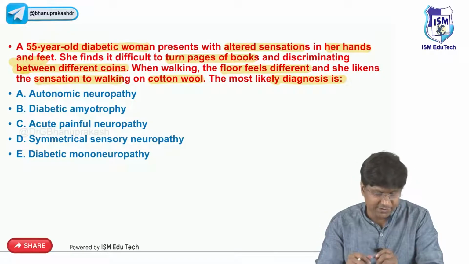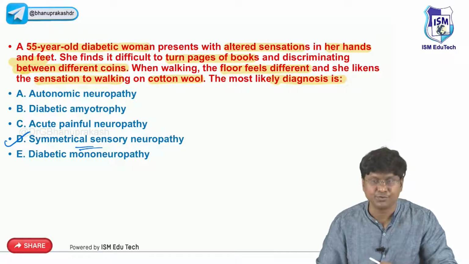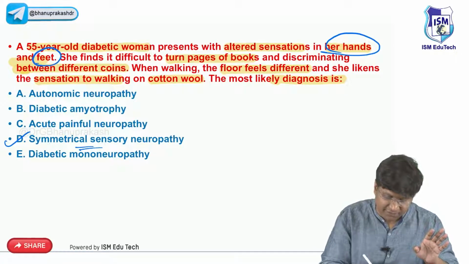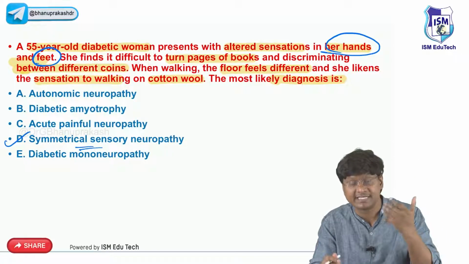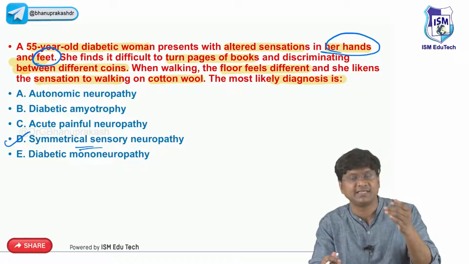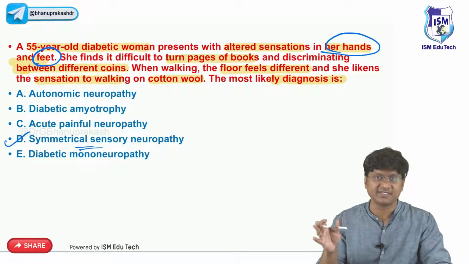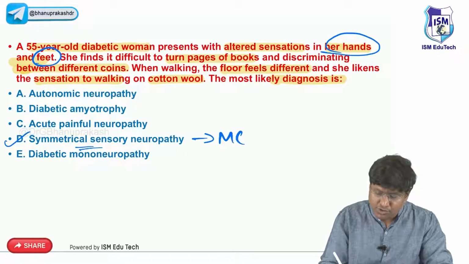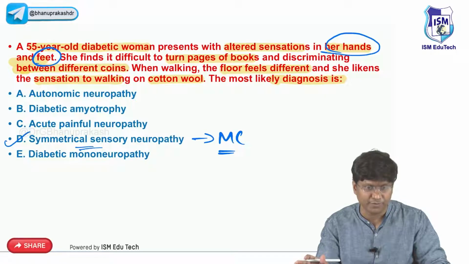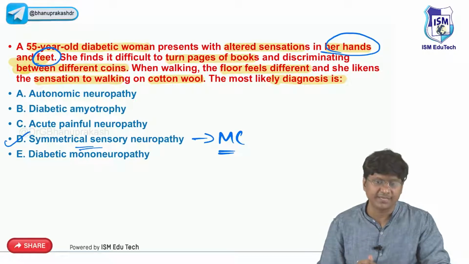Right. Now, if you see this particular question, the answer is symmetrical sensory neuropathy, because in both the hands as well as both the feet, the individual is having the sensation of paresthesia, altered sensation, walking like on cotton wool. These are nothing but paresthesias and dysesthesias. So this is suggestive of distal symmetrical sensory neuropathy. That is the most common form of neuropathy in diabetic patients. Okay, right. Now, what are the chronic complications that you come across?